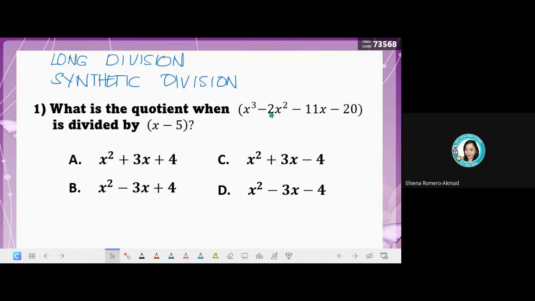So, pakitandaan, x cubed minus 2x squared. Matatandaan ko ba ito? Parang hindi ko matatandaan. Sulat ko: x cubed minus 2x squared minus 11x minus 20 divided by x minus 5. So, magde-divide tayo.